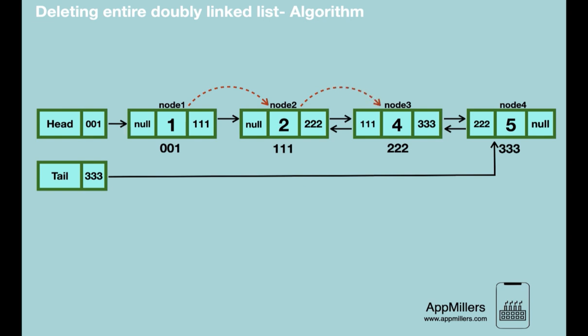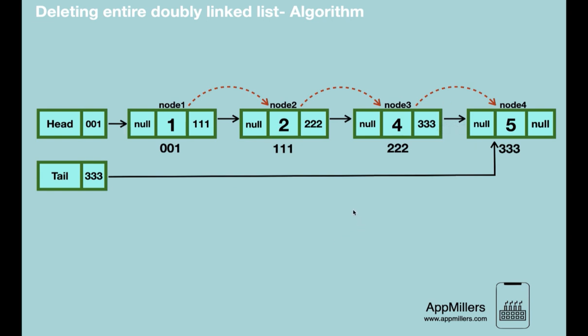Then we are continuing to the node 3. Here again we are updating the previous reference of node 3 over here. So by updating this, the reverse link between node 3 and node 4 gets deleted. Then we are continuing to the node 4. Here again we are updating the previous reference of node 4 to null, and this deletes the reverse link between node 4 and node 3.